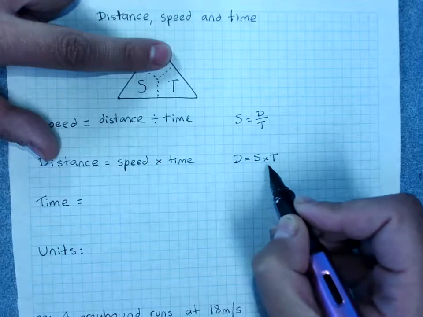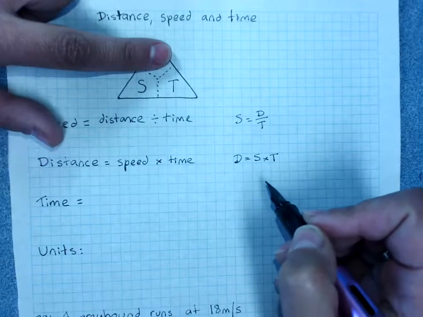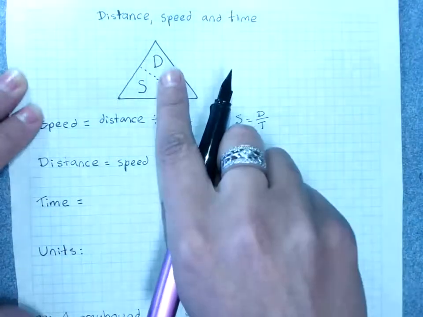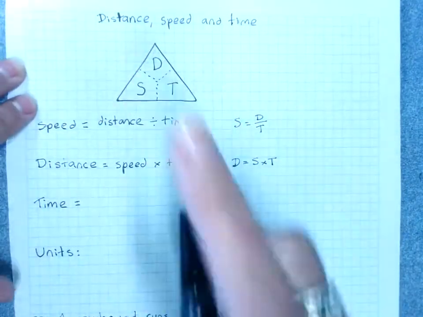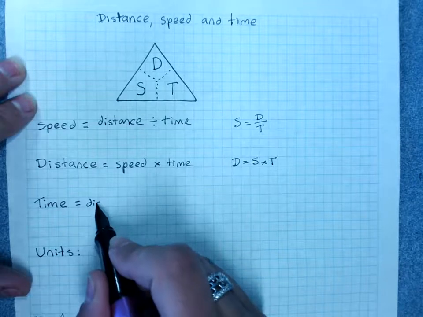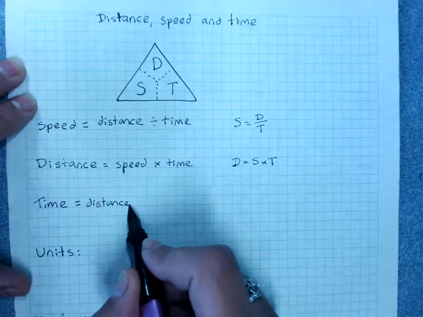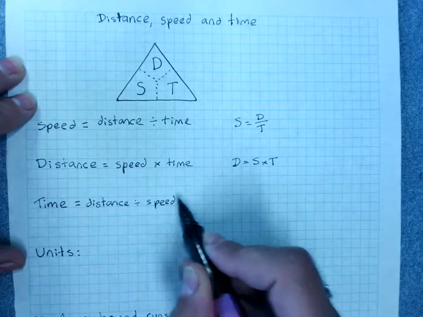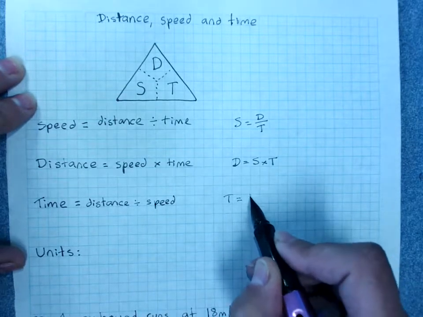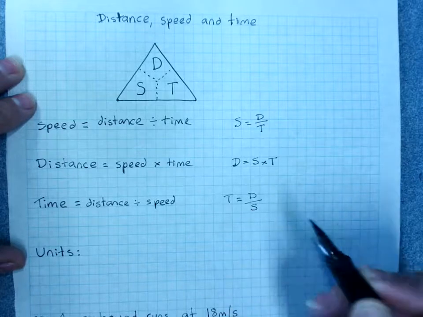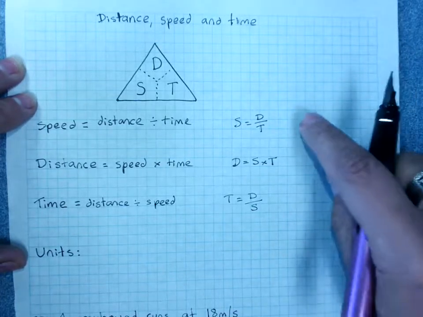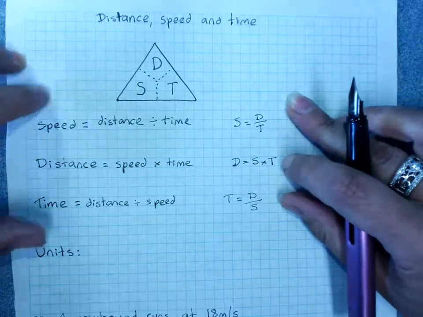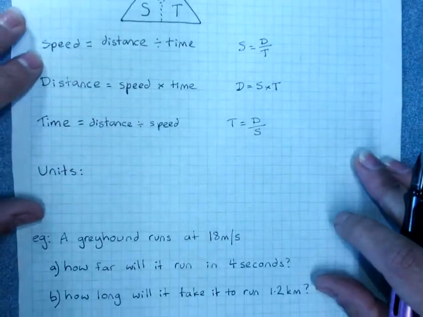We don't actually need the times in there, but it helps us remember that it's there. And if we cover up time, we get distance over speed. And over means divide. So it's distance divided by speed. So they're all related. Time equals distance divided by speed. And those are the three formulas. Now you can just write those down and keep them in your book, and the triangle helps as well.